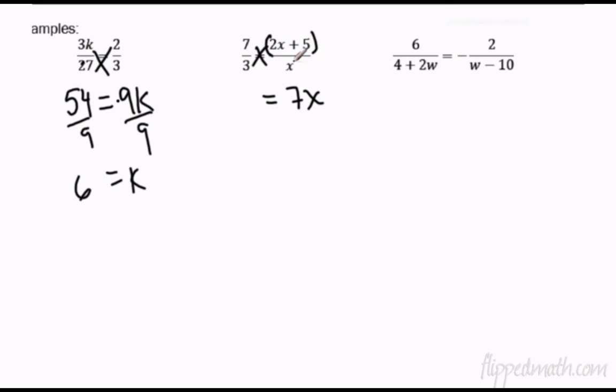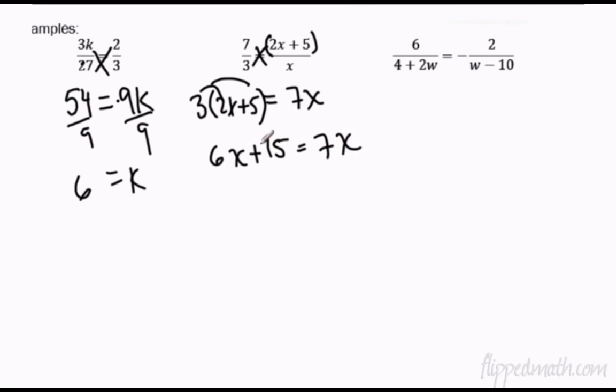And remember when Sully went through GEMDAS, he said that the top of a fraction is actually a grouping symbol, like that whole top there. So when we write the cross products, we have to write 3 times parentheses 2x plus 5. Voila! And so that means we have a distributive property. We're going to get 6x plus 15 equals 7x.